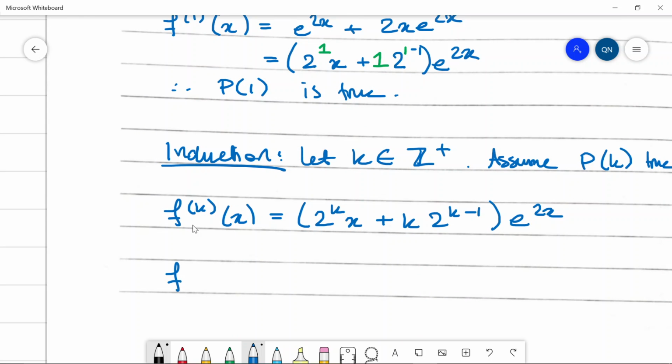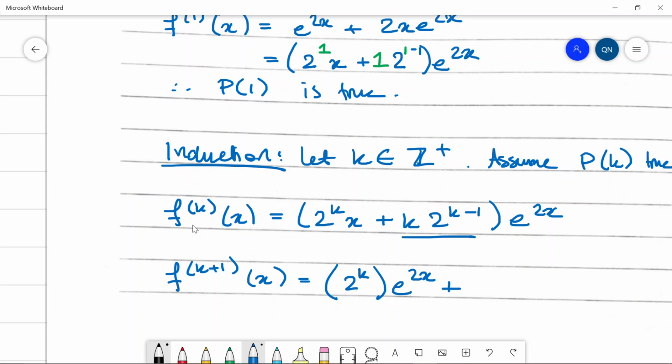So f of k plus 1 of x. Let's just do the derivative over here. That's not too bad to do. It's just, once again, a bit of chain rule and product rule. So let's think about this. I'm going to differentiate this part first. How do you differentiate that? That's just going to be 2 to the k, and this thing over here is just a constant. So just 2 to the k times e to the 2x.